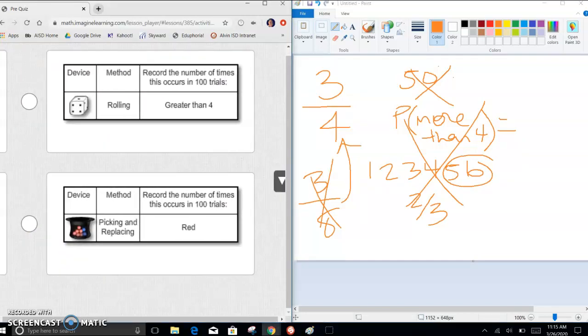I've got 1, 2, 3, 4, 5, 6 out of 8. So 6, let me use a different color, 6 out of 8.